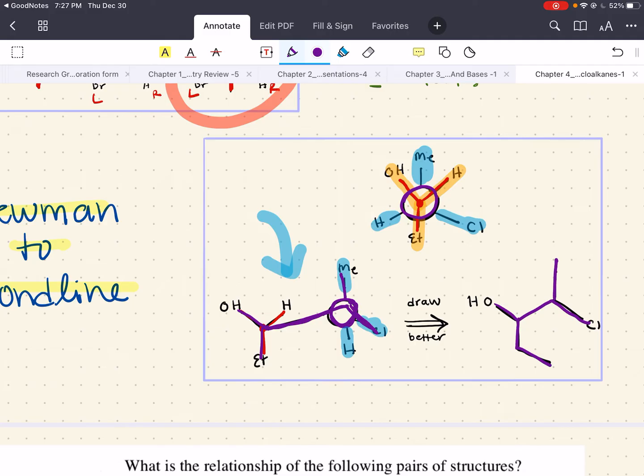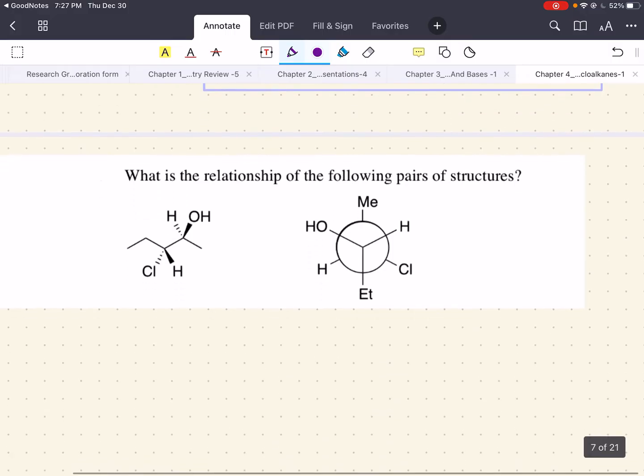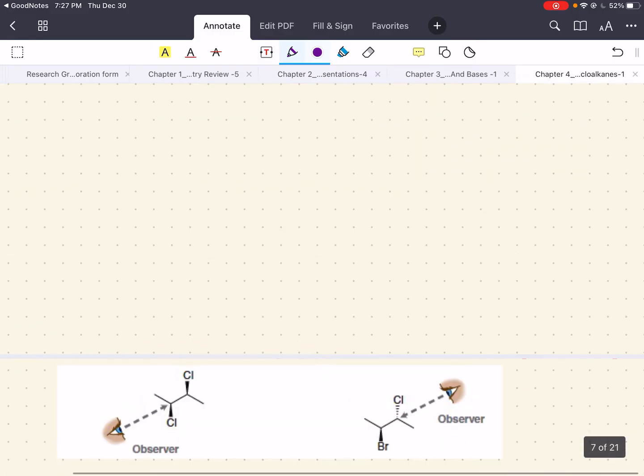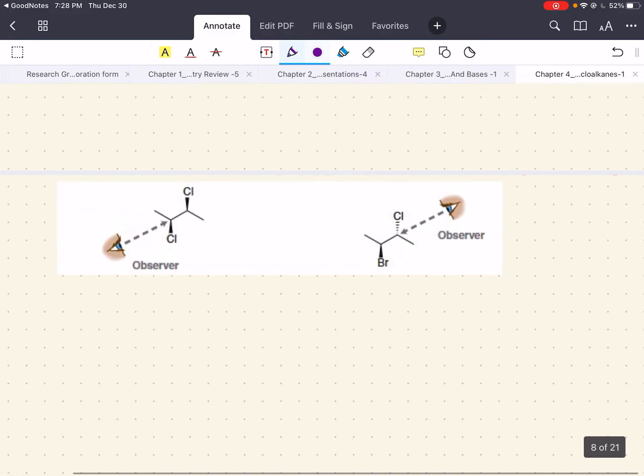But let's go ahead and do a few examples really quickly. Let's do this first problem. This is A, and we're going to be looking at this molecule in this direction. Actually, what is the relationship between the following pairs? Oops, this is not the problem I wanted to do first. Sorry. Here's the first problem I wanted to do.